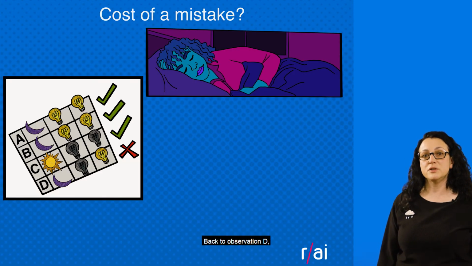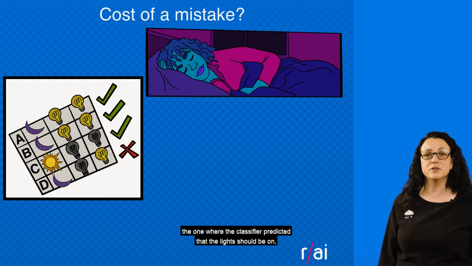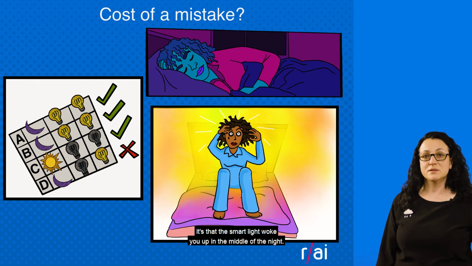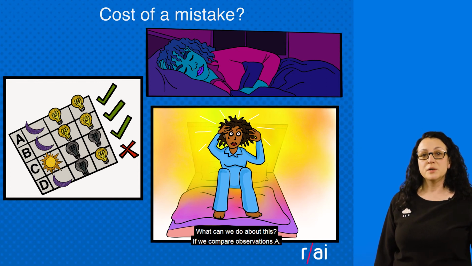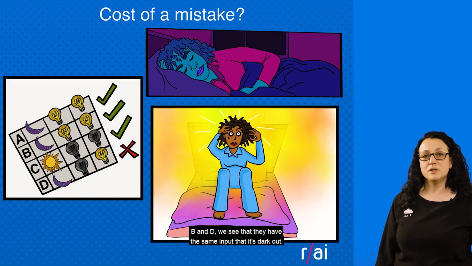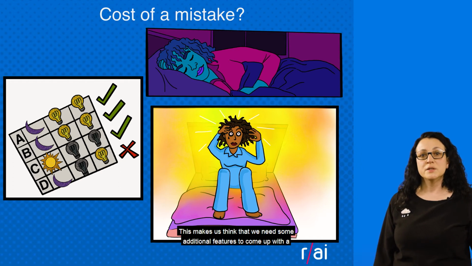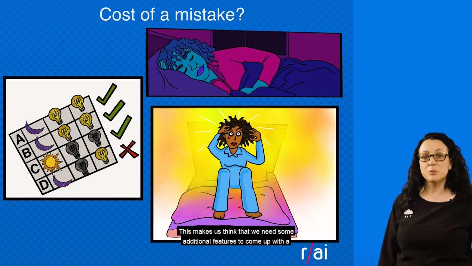Back to observation D, the one where the classifier predicted that the light should be on, but in fact the light was off. What's the cost of this mistake? As you probably guessed, it's that the smart light woke you up in the middle of the night. What can we do about this? If we compare observations A, B, and D, we see that they have the same input, that it's dark out, but different outputs. This makes us think that we need some additional features to come up with a better rule.